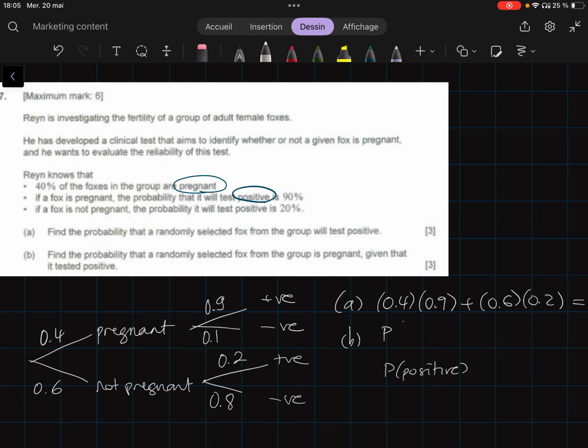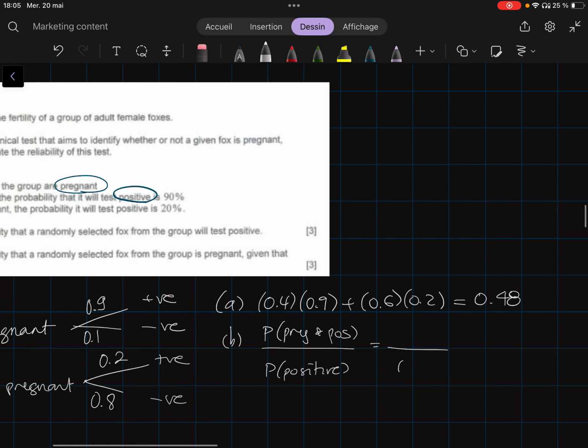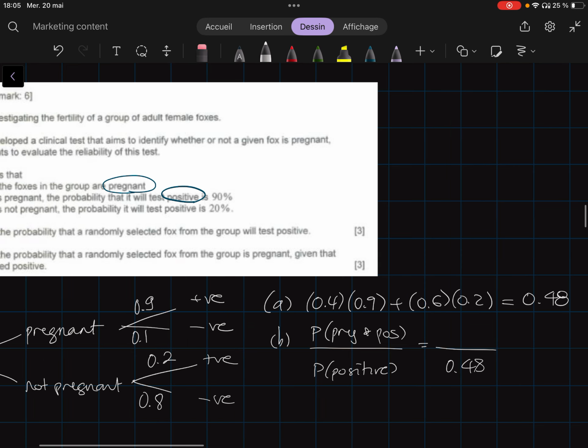So this is P pregnant and positive divided by P positive. P positive, which is found to be 0.48. P pregnant and positive, that is the first term. So 3 by 4 is our final answer.